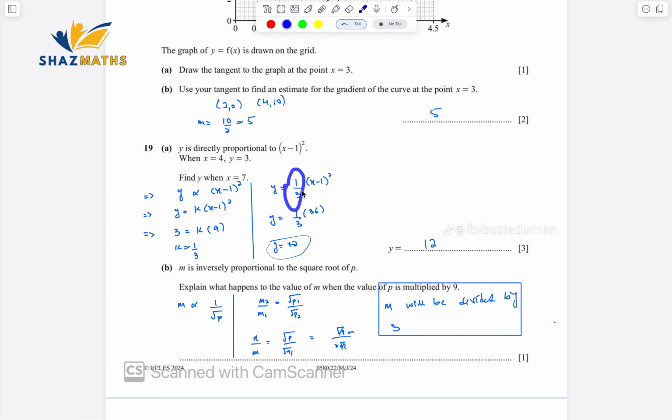Okay, so we have to find y when x is 7. So 1 over 3, 7 minus 1 is 6. Squared is 36. 36 by 3 is 12. So y is 12.